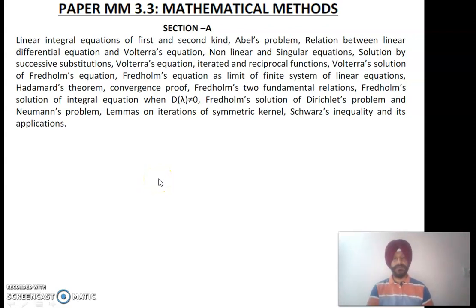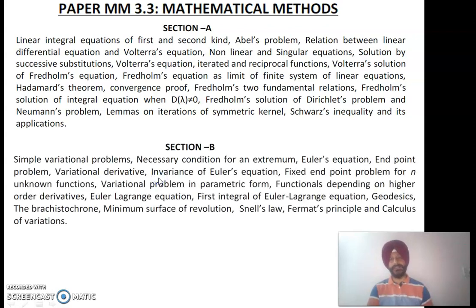convergence proof, Fredholm's two fundamental relations, Fredholm's solution of integral equation when D(lambda) is not equal to 0, Fredholm's solution of a direct Dirichlet problem, and Neumann's problem, lemmas on iterations of symmetric kernel, Schwarz inequalities and its applications. Similarly, we have section C, simple variation problem, necessary condition for an extremum, Euler's equation.